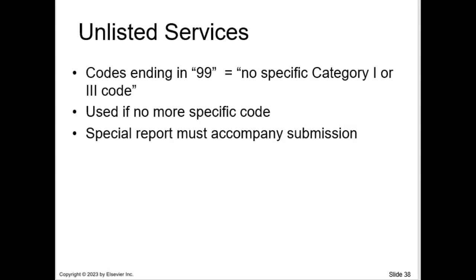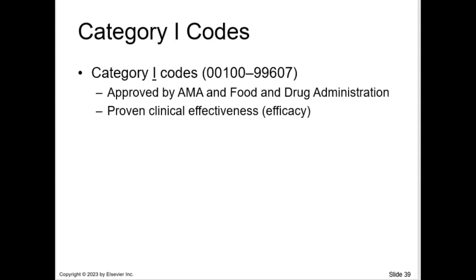Okay, unlisted services, codes ending in 99, no specific category 1 or 3 code. You use it if you cannot find anything more specific, but then you have to send a special report because they want to know what that exact procedure is. Okay, category 1 codes. These are approved by AMA and the FDA.